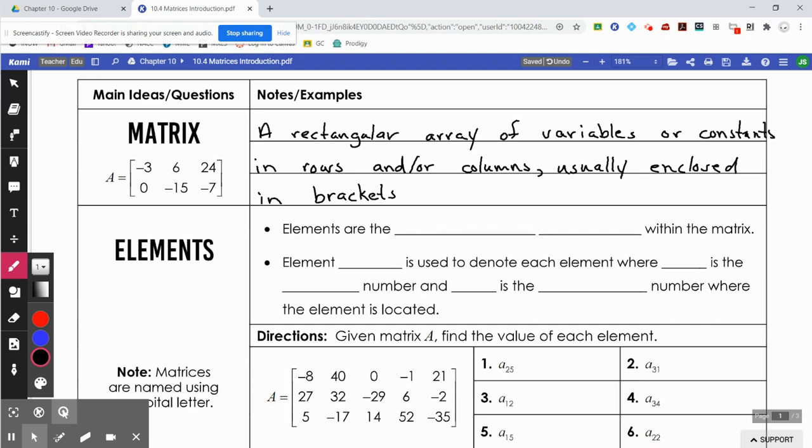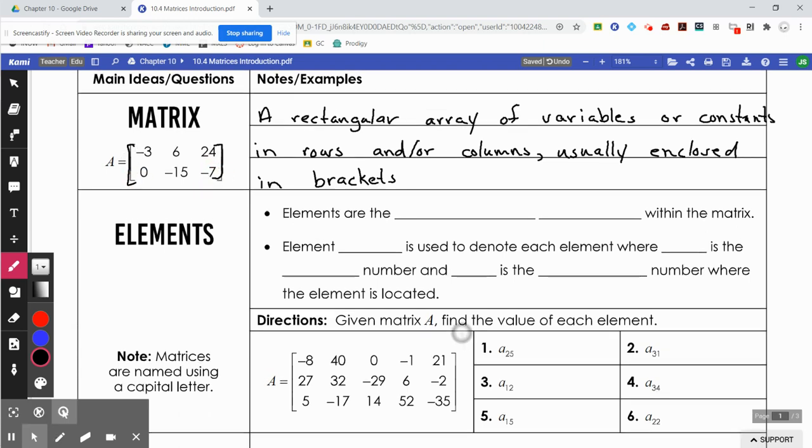Now, rows run this direction. There's two rows here. Columns run this direction. The way I remember that is you have columns that hold up your front porch. Usually enclosed in brackets. So most of the time we're going to have brackets around these things.